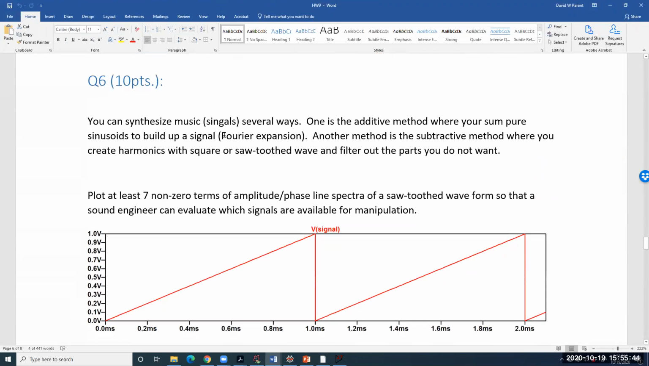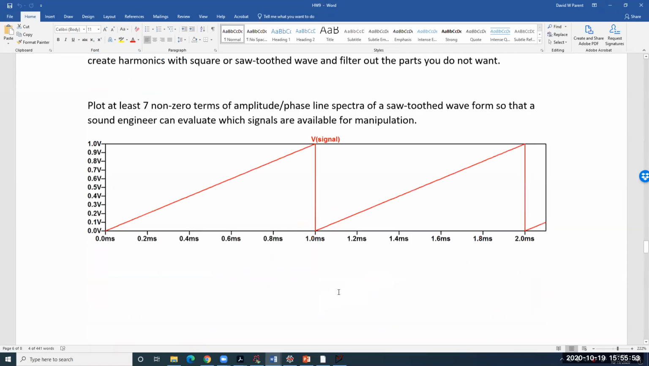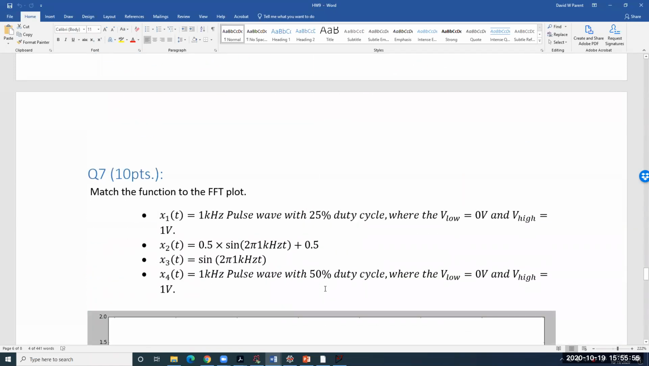When I said I'm talking about music generation, that's problem 6. But really, you just have to find the transform. All right.